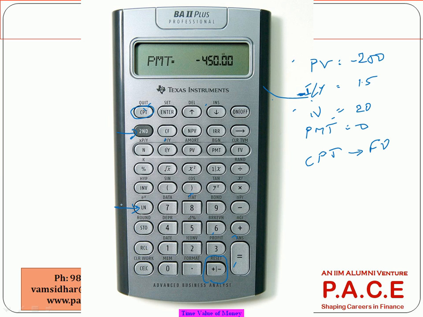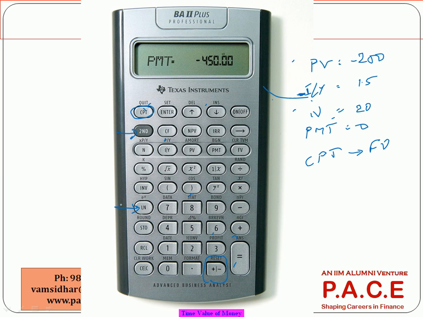So every button has two formulas. Anything written above the button should be executed using the second button. The one which is on the button itself should be executed directly by clicking on it. So here if I have to reset it, I have to click the second and the plus minus button, which will do the reset. All the older values will be erased.